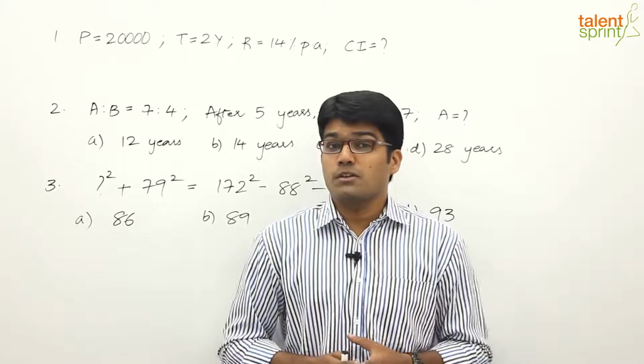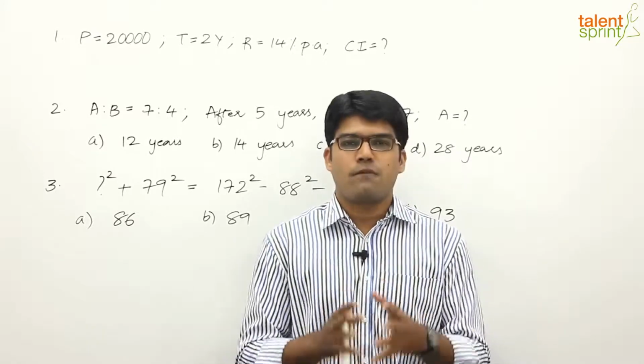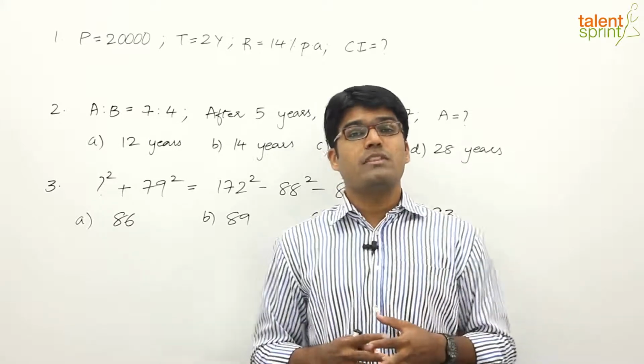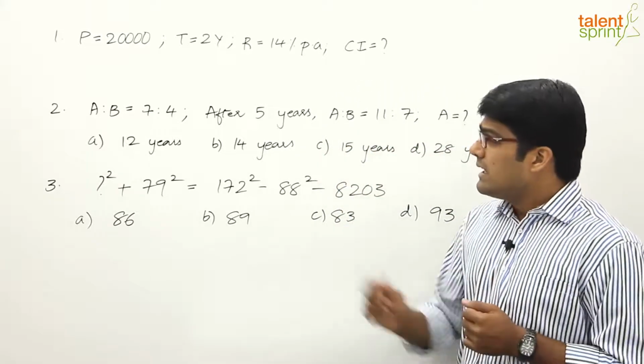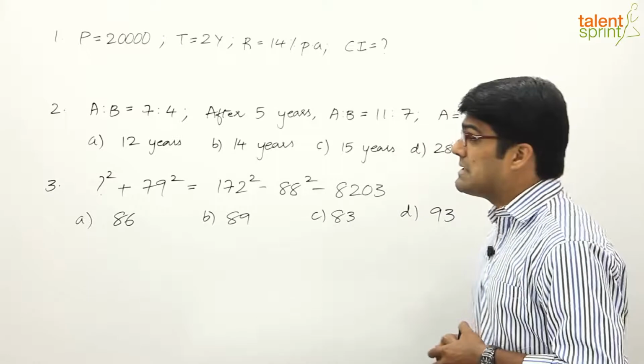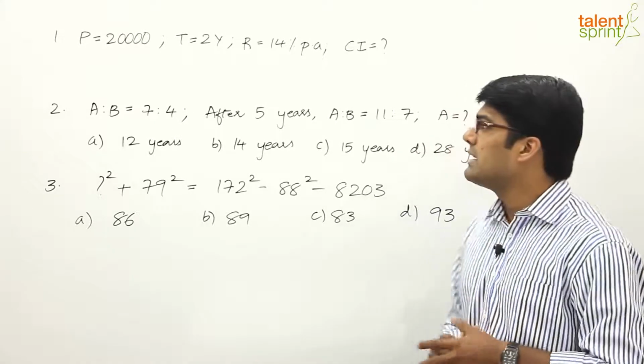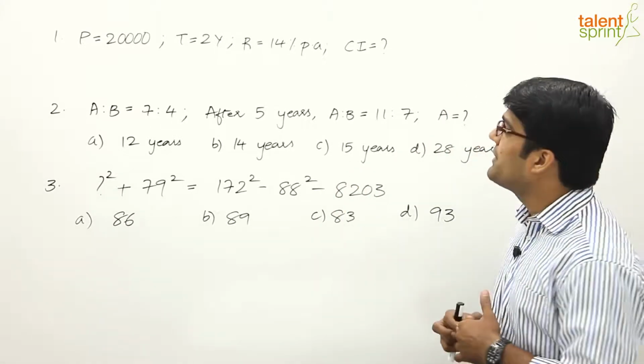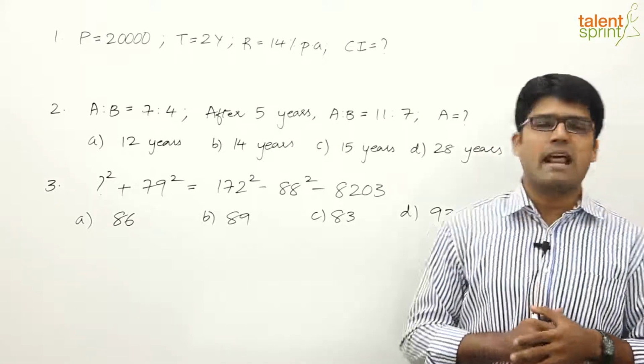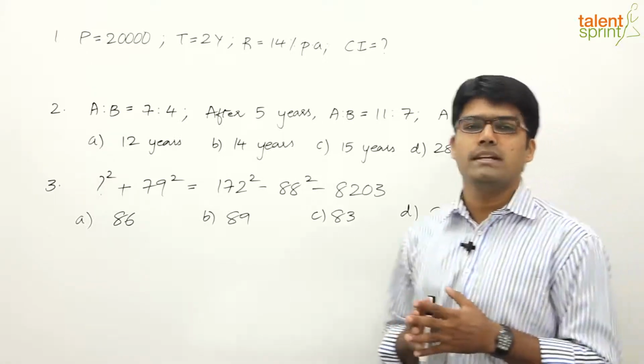Let us look at what are the 4 ways of solving questions from aptitude, and I shall explain this to you with the help of a few examples. The first question here, it says the principal amount is 20,000. Time period is 2 years and the rate of interest is 14% per annum. So what is the compound interest?